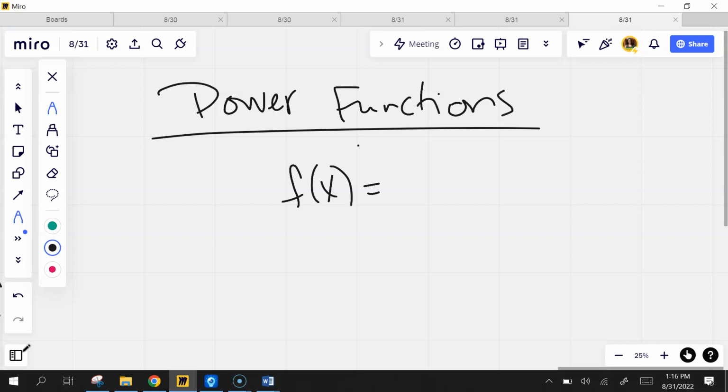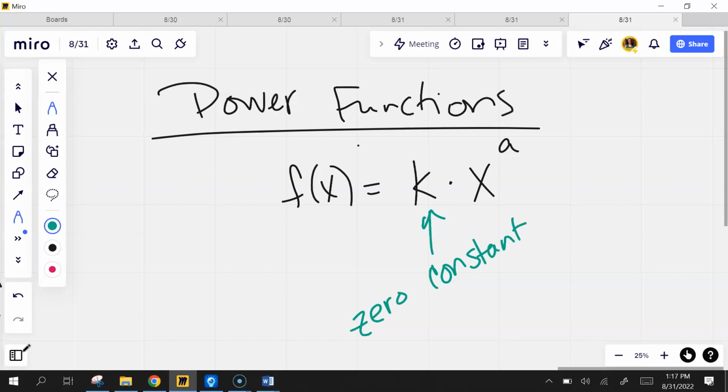That's exactly what it is, though, is it has a power. So I have some number k times x raised to the a. So k is a constant that you would have. It's a coefficient out front. It's actually a non-zero constant.